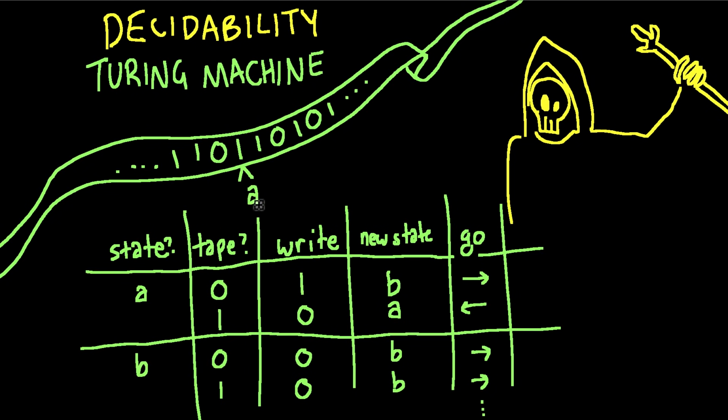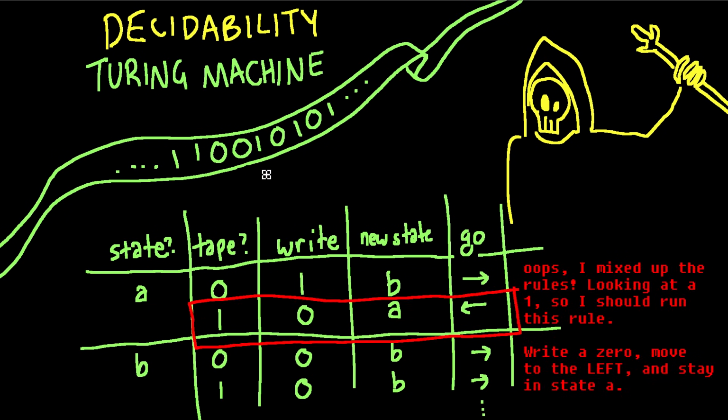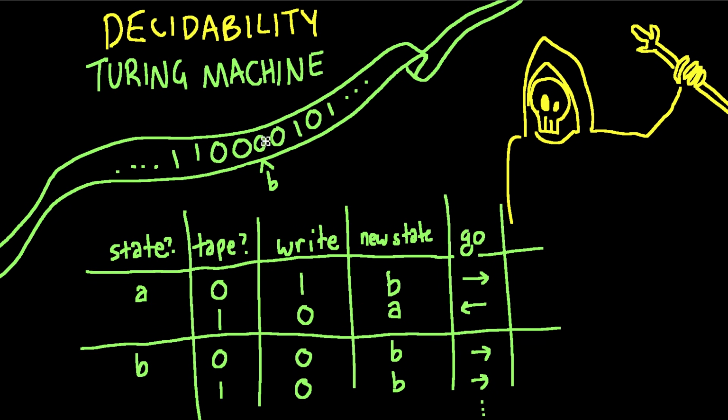For example, here, I'm in state A and I'm pointing at a 1. So I write a 0 in that spot, and it says I'm supposed to move to the right. So now I'm pointing at this one, and I will end up in state B. Now in state B, I'm looking at a 1, so I write a 0. My new state will be B, and I move again to the right.